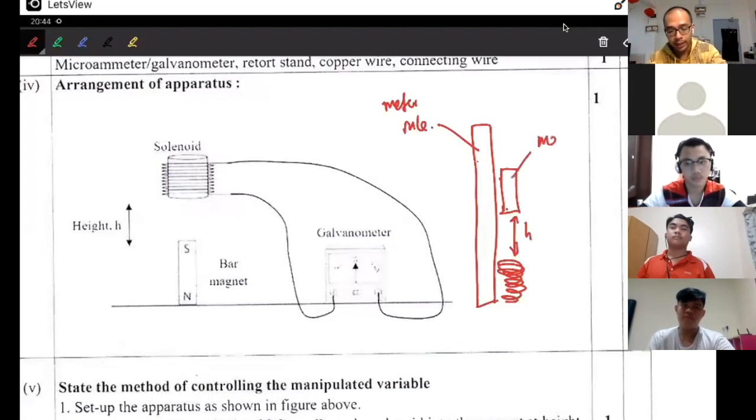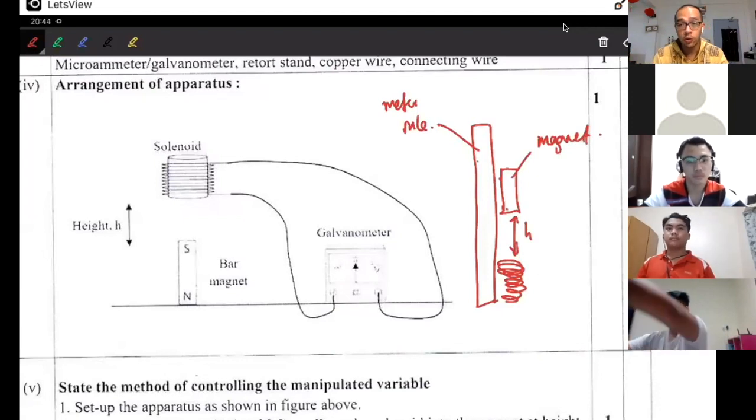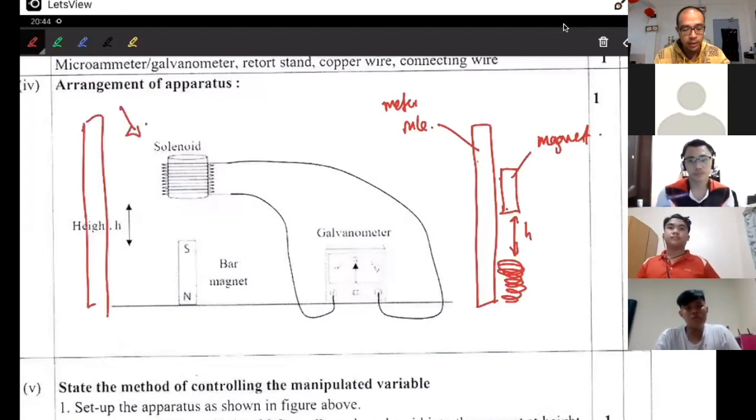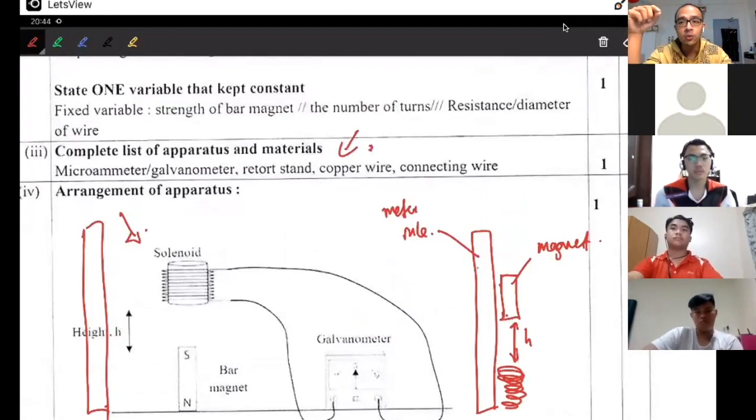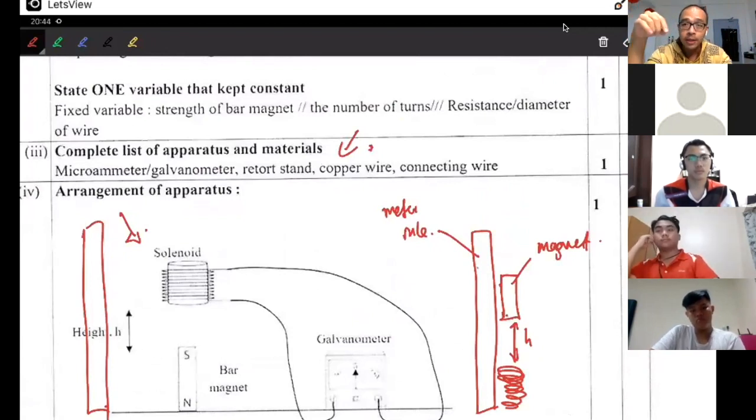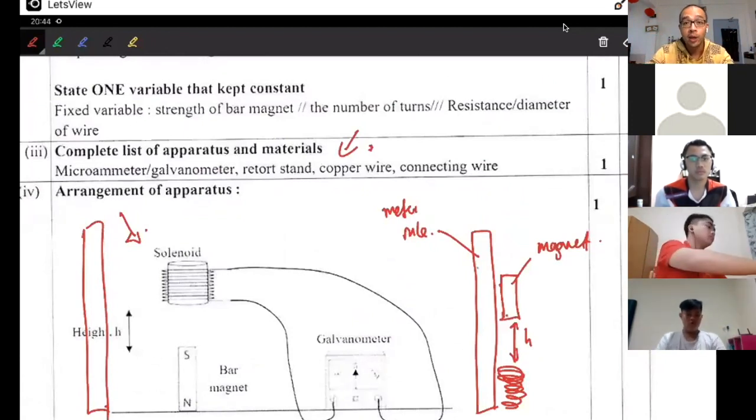This is a bar magnet. So this one is a little bit unique because the solenoid is the one that is dropped. Also can, no problem. One thing that is missing in this drawing is the presence of the meter rule. I like it when you include the meter rule, in case you forget to write it over here. So in Paper 3, when you write down the list of apparatus, but you forget one item, and the item you forgot is drawn in the arrangement of apparatus, most of the time you will be given the full mark anyway.